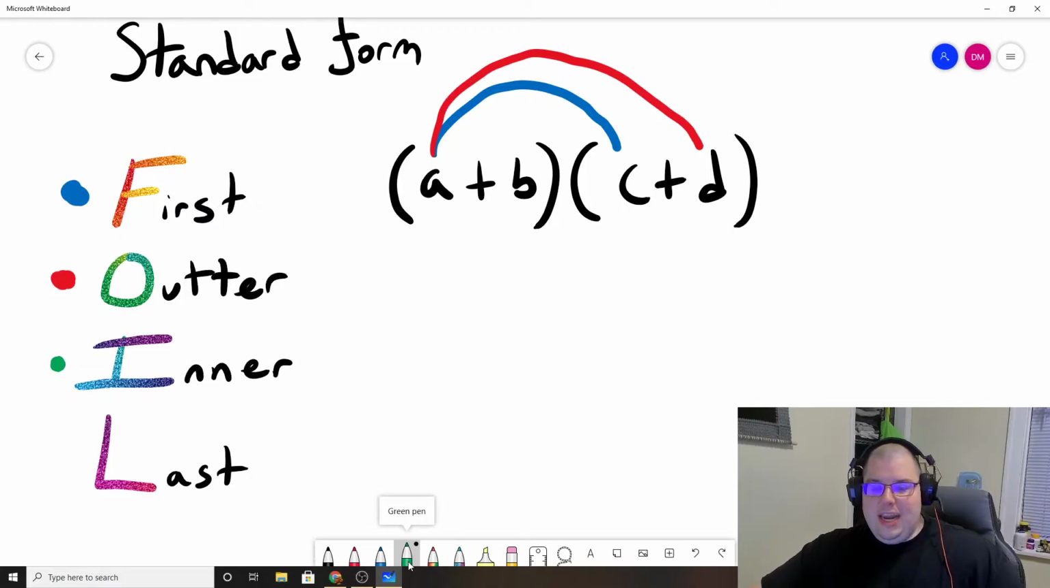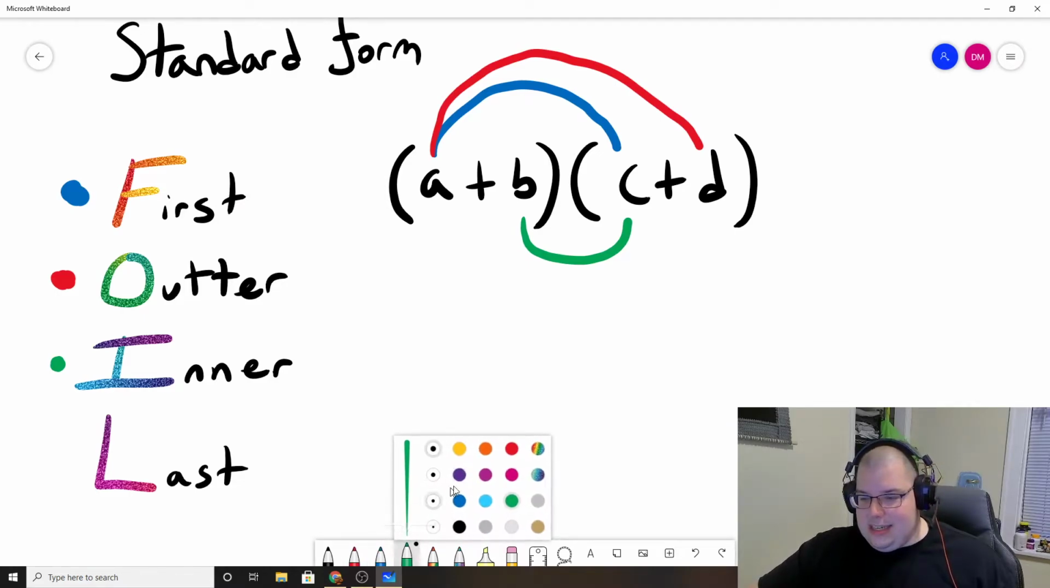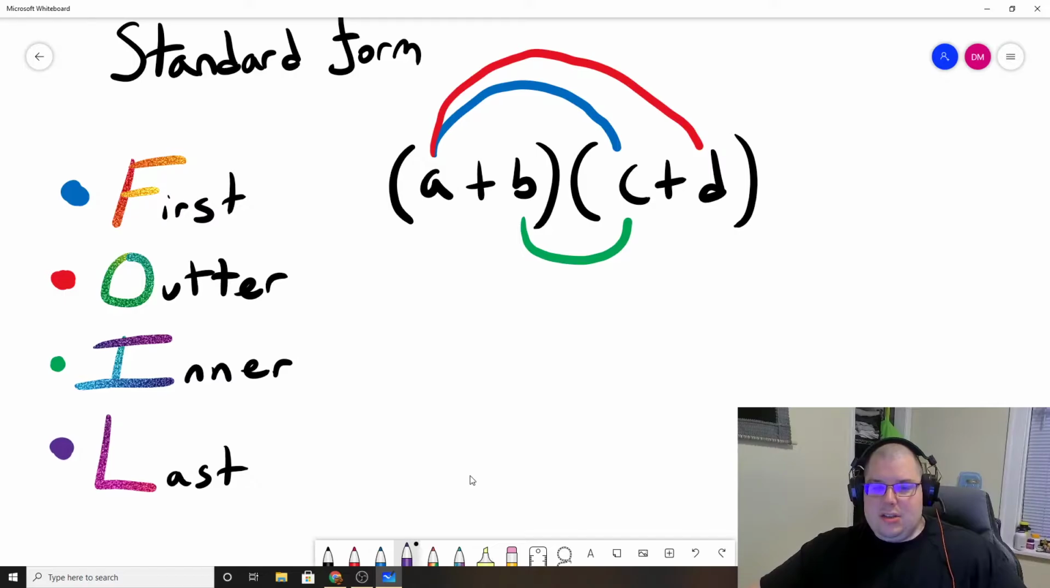I, which stands for inner or inside two pieces, and those inside two terms are going to be b and c. So we're going to multiply b and c together, and then when we get to the L in FOIL, that stands for the last, or the last two terms of each binomial, and so you're going to multiply b times d. This is also called double distribution because I'm distributing a to c and d, and then I'm also doing distribution of b to c and d. So I'm doing 2 rounds of distribution, or double distribution.